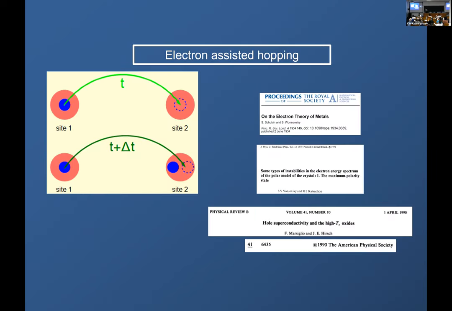I forgot I had it. I always associated assisted hopping with Jorge Hirsch, but my colleague Misha Katsnelson told me that, like in many other situations, Russian physicists anticipated this phenomenon way before Jorge.